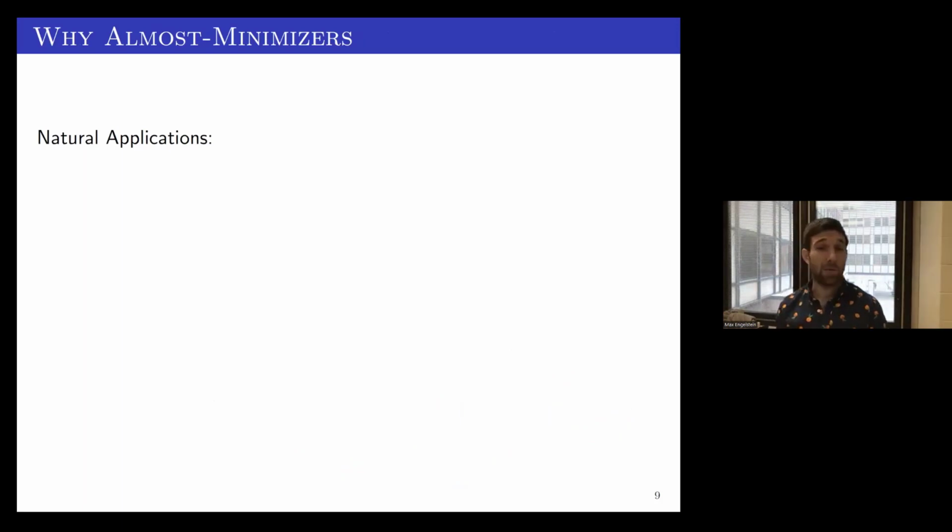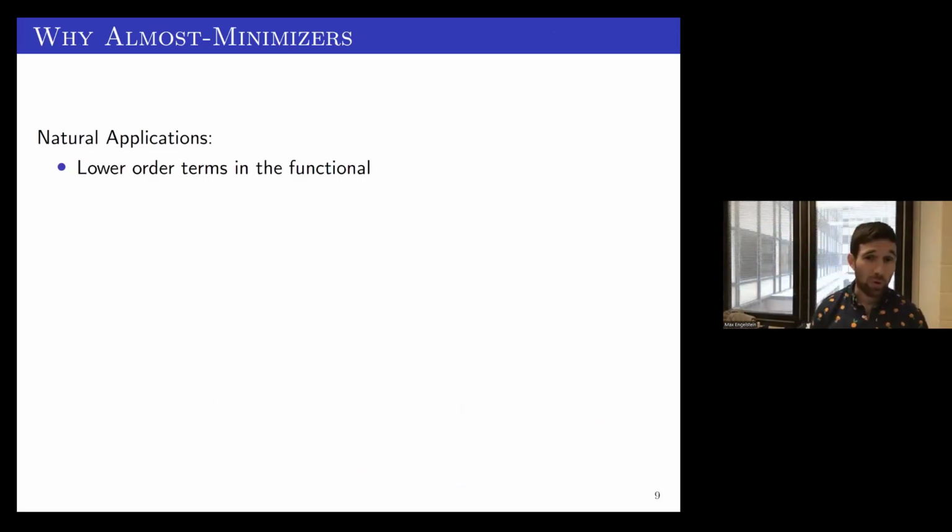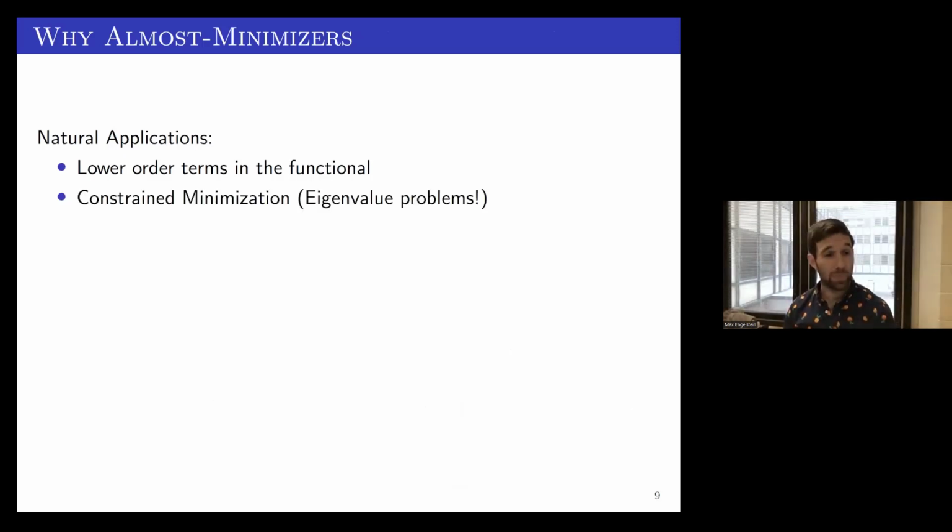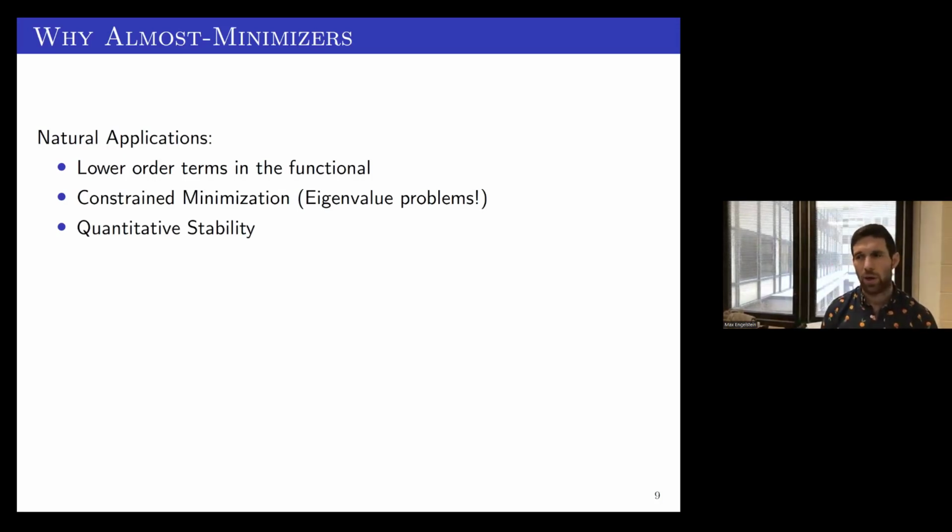So let me tell you a little bit about why you might care about almost minimizers. We've already seen that they show up when you have lower order terms in the functional, or they represent some sort of error in measurement. They show up a lot when you do constrained minimization. So if you're trying to find a domain on a, let's say, Riemannian manifold with area 5, but where lambda 1, the first Dirichlet eigenvalue, is as small as possible, it turns out that this domain will be an almost minimizer to the Alt-Caffarelli functional. And this shows up a lot in quantitative stability, especially quantitative stability problems for eigenvalues.